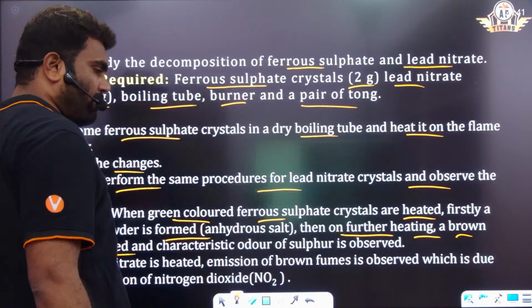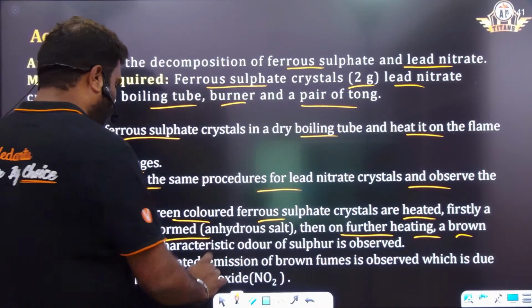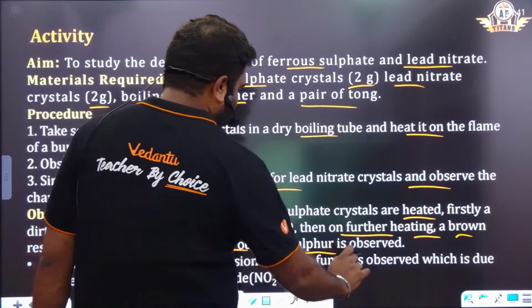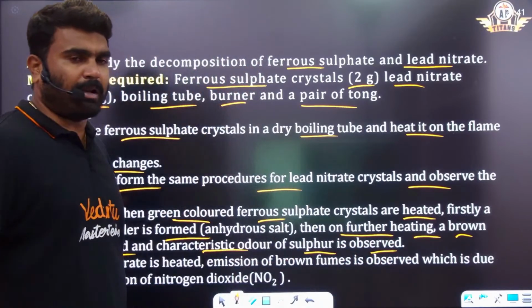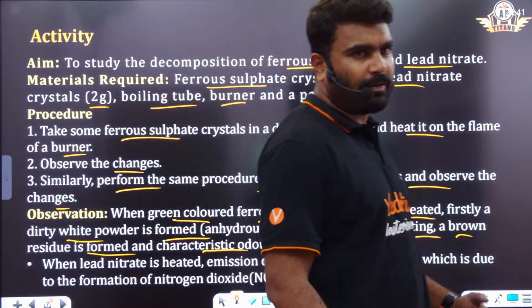Then on further heating, a brown residue is formed. Then on further heating, a brown residue is formed and a characteristic odor of sulfur is observed. So what will happen, beta? A characteristic odor of sulfur will be observed.